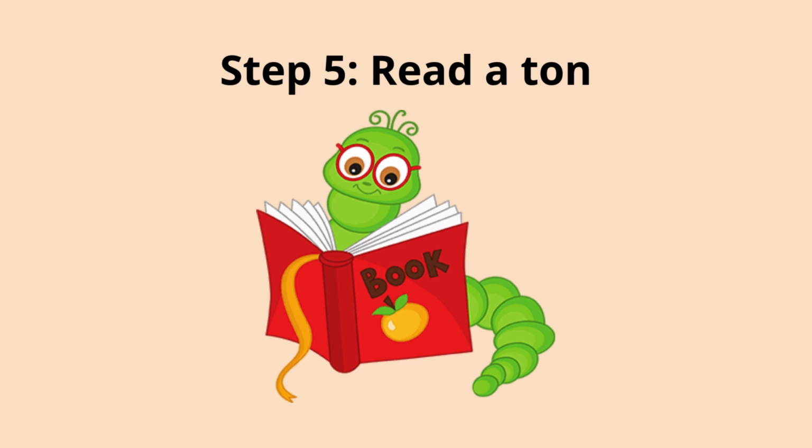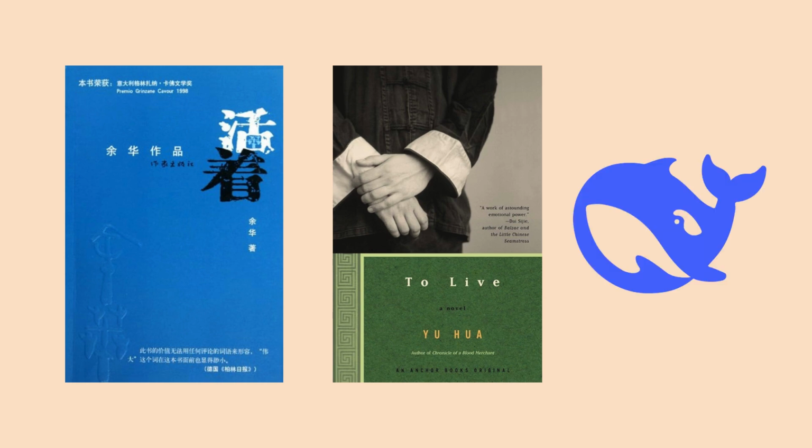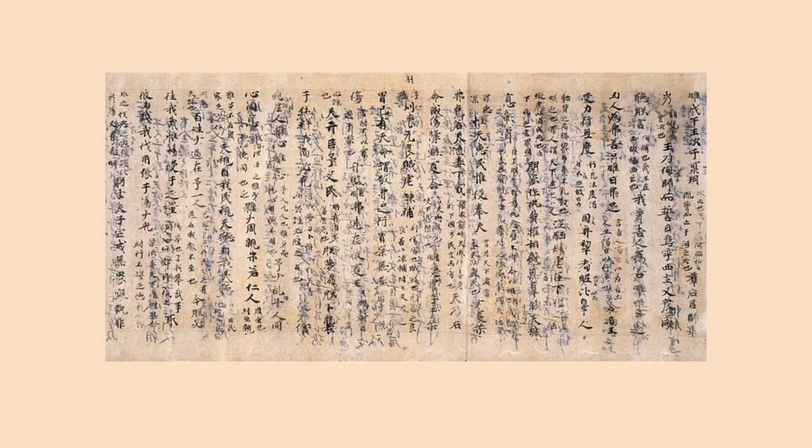Step 5. Read a ton. I grab books in the target language, comics, novels, history books, whatever, and read very attentively, eventually with the help of the translated version. If there's no good translation, or the one I find is too far from the original text, I use AI. Using everything from earlier, grammar books, dictionaries, etc., I try to understand every sentence.